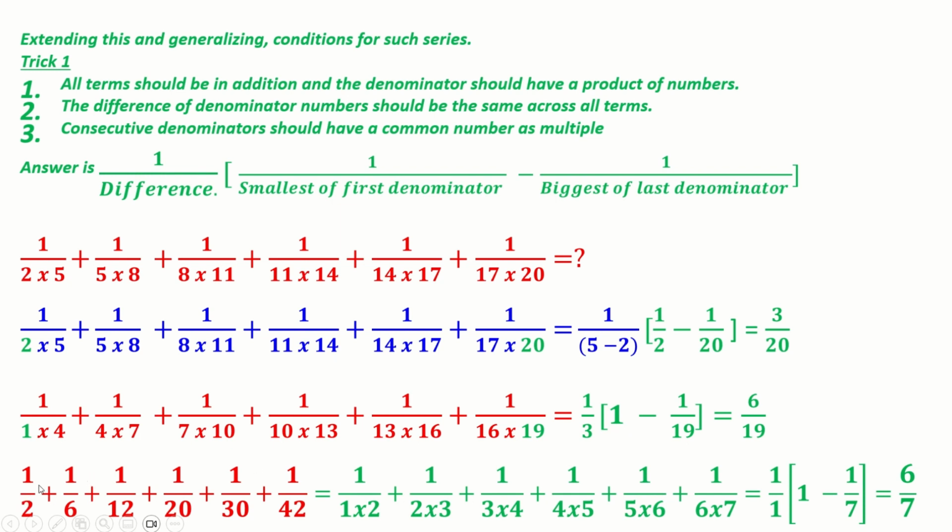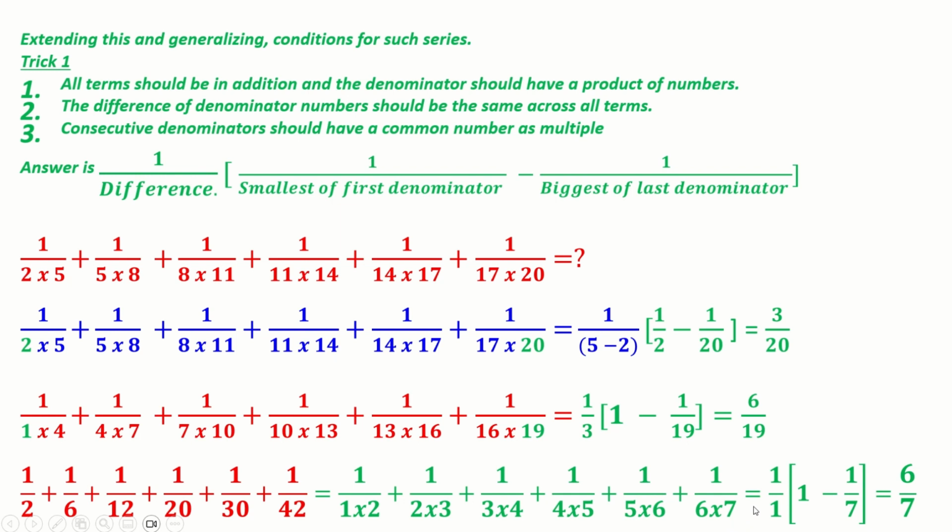Okay. Third one, if you see, there is no product actually. 1 by 2 plus 1 by 6 plus 1 by 12 plus 1 by 20 plus 1 by 30 plus 1 by 42. Okay, but if you see such problems, you try to see the product of two numbers in the denominator. So you can rewrite this as 1 by 1 into 2 plus 1 by 2 into 3 plus 1 by 3 into 4 up to 1 by 6 into 7. Okay. Now the problem is simple.